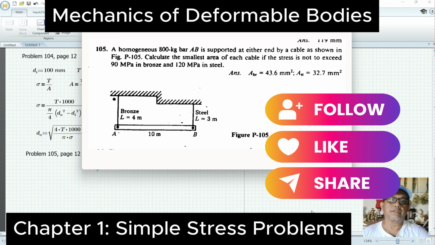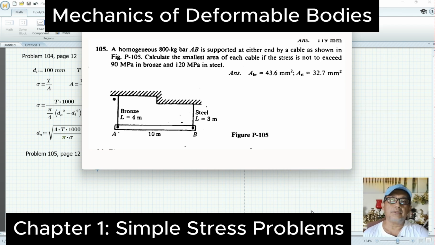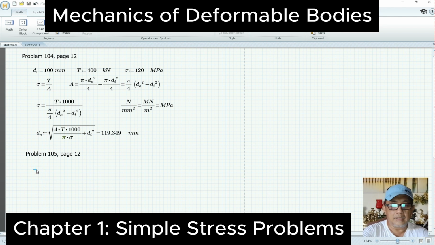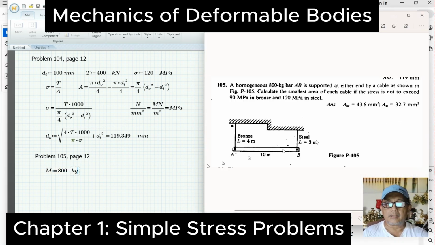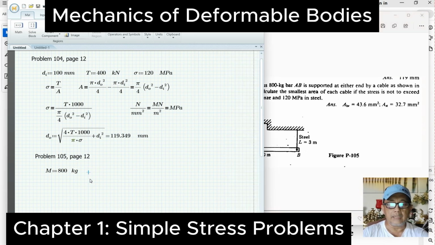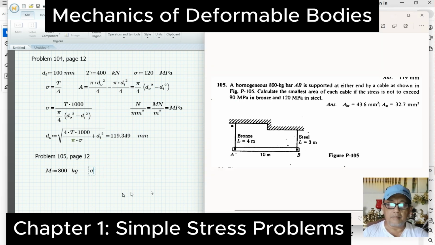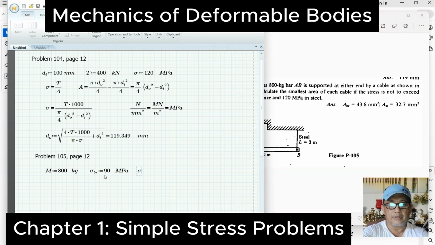A homogeneous 800 kilogram bar AB is supported at either end by a cable as shown in figure 3-105. Calculate the smallest area of each cable if the stress is not to exceed 90 megapascal in bronze and 120 megapascal in steel. Okay, so what are given here? We have the mass of the bar equals 800 kilograms. What else? The stresses in each material. We have stress for bronze equals 90 megapascal. And the stress for steel is 120 megapascal.